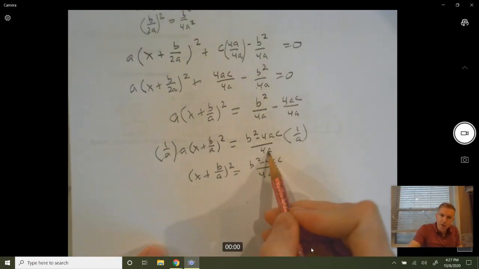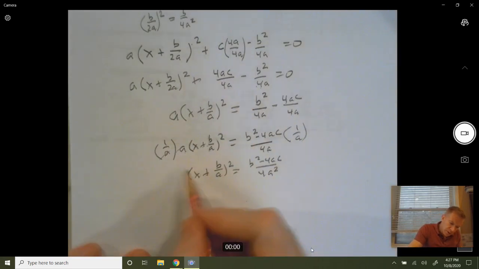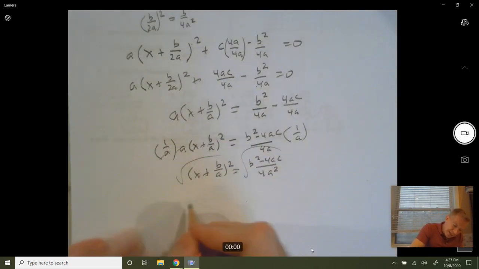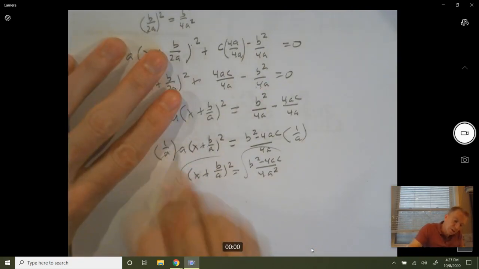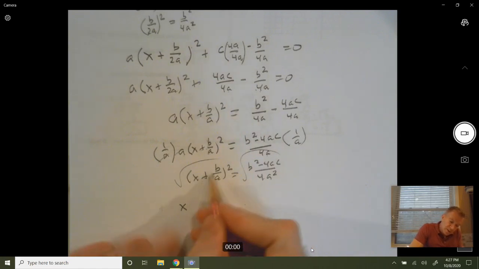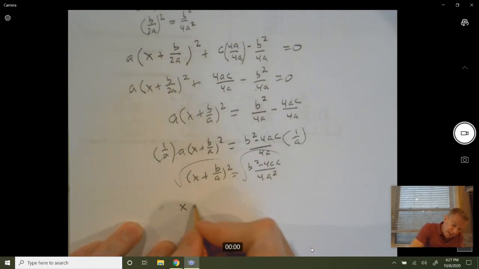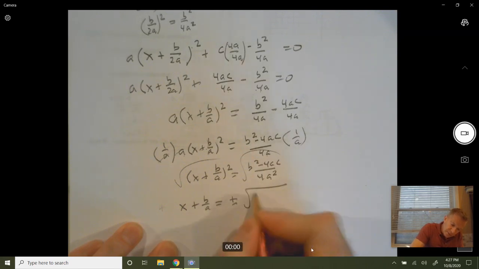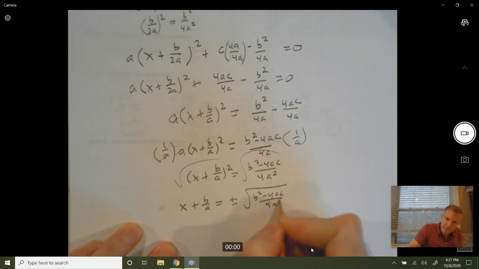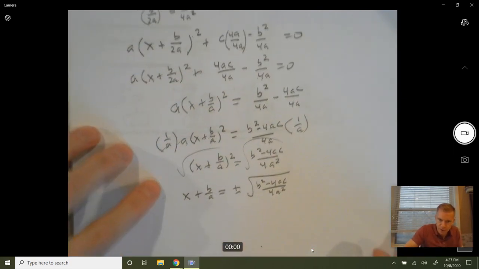Okay, now I have to square root both sides. So I get x. Sorry, that doesn't become plus or minus. We'll make the other side plus or minus. So when we square root that, it just goes away. x plus b over a equals plus or minus the square root of b squared minus 4ac over 4a squared. Okay, starting to look familiar.